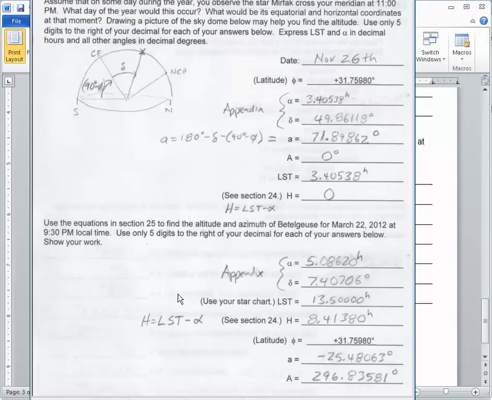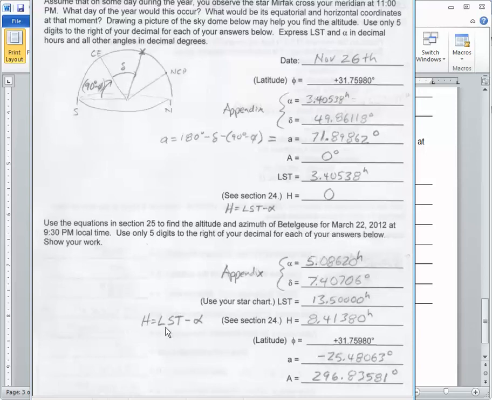All right, so here's the question. For Betelgeuse, I use the appendix of Stars and Planets to find the right ascension and declination. Notice I'm using 5 digits past the decimal. I'm making sure this is in hours and this is in degrees right here. Local sidereal time I find from my star chart using this date and that time right there. Basically, if you look at March 22nd, you find out that that is at 12 hours of right ascension, and you're an hour and a half after that, so that's why it's 13 and a half right there.